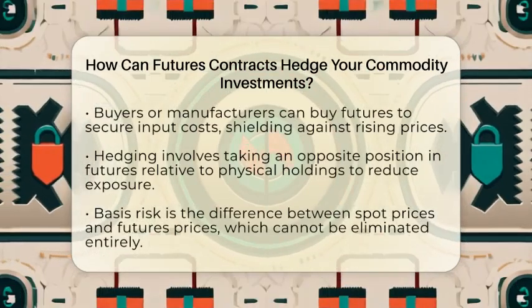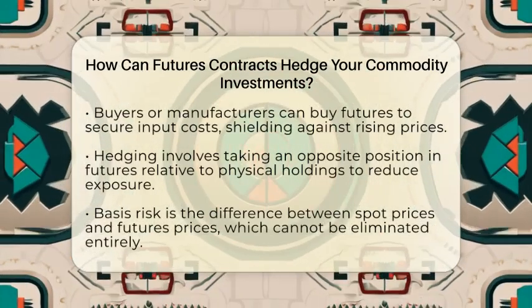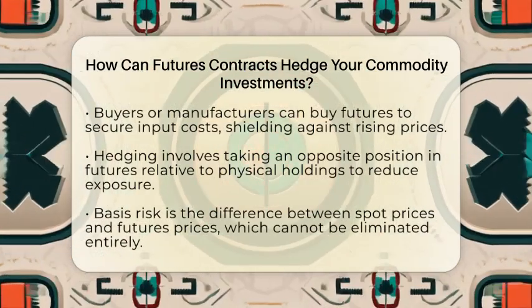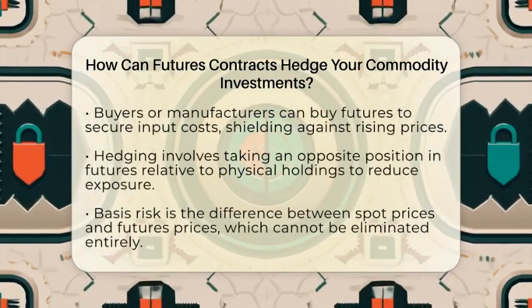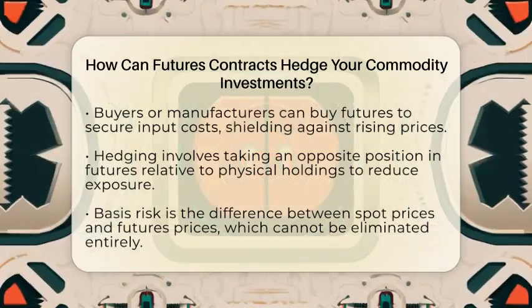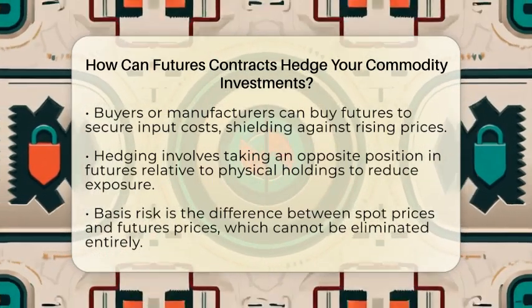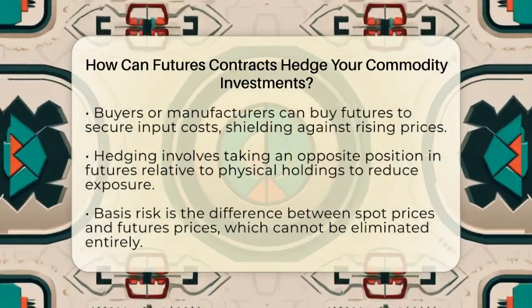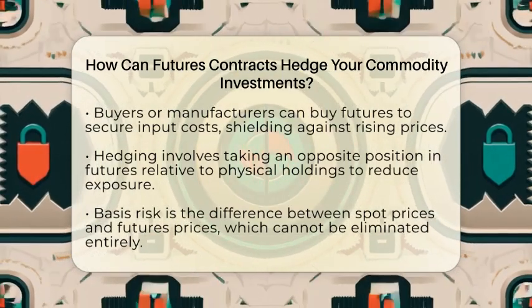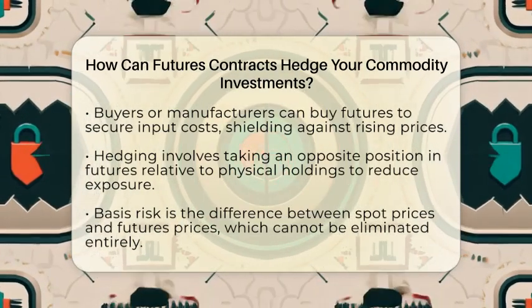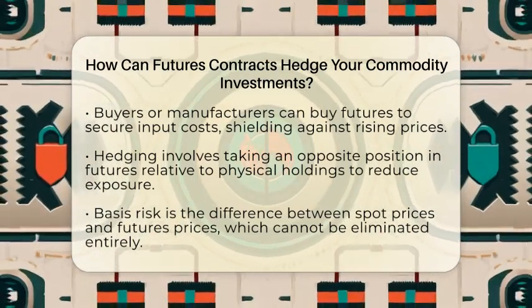If you're a producer like a farmer, you can sell futures contracts now to lock in a selling price for your wheat. This way, if market prices fall by harvest time, your losses are offset by gains from the futures position. Conversely, if you're a buyer or manufacturer, you can buy futures contracts now to secure input costs. If prices rise later, your futures position gains value, balancing out higher expenses.